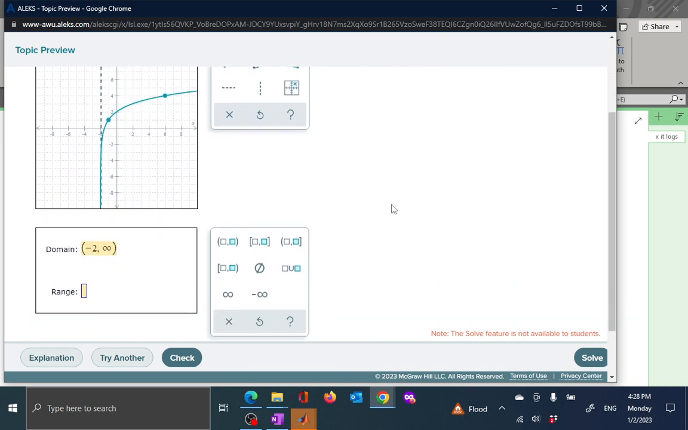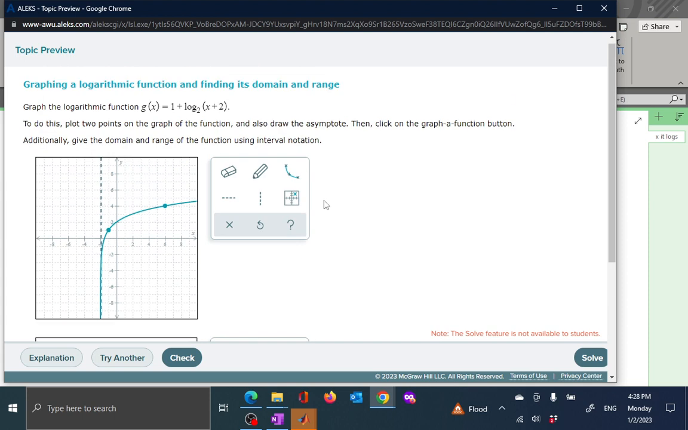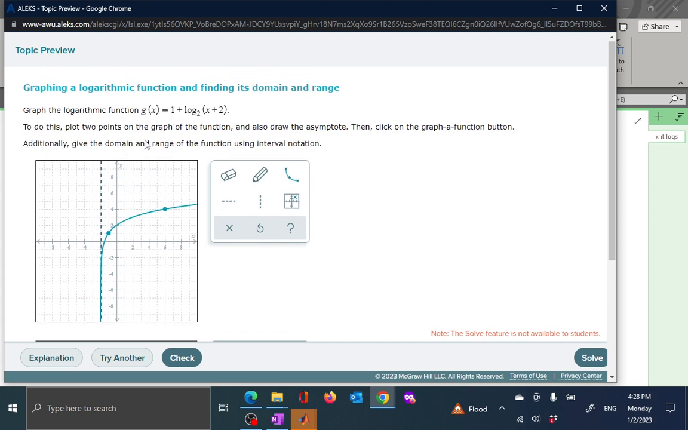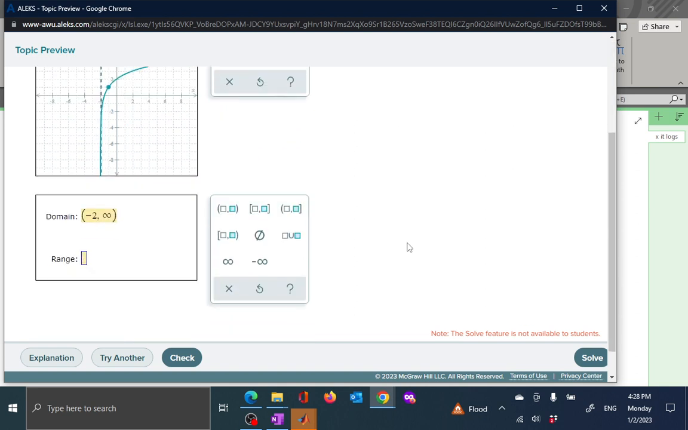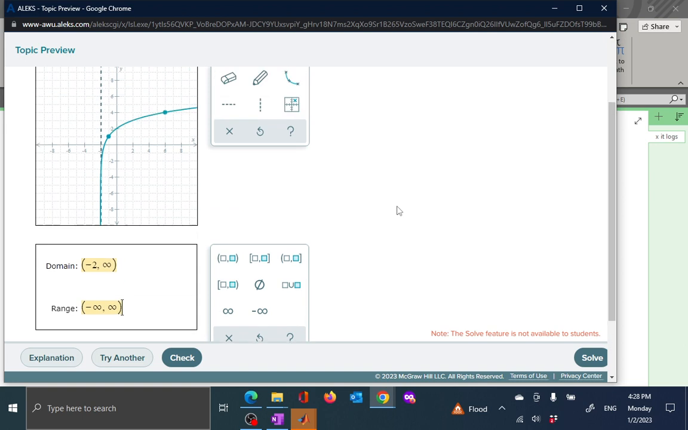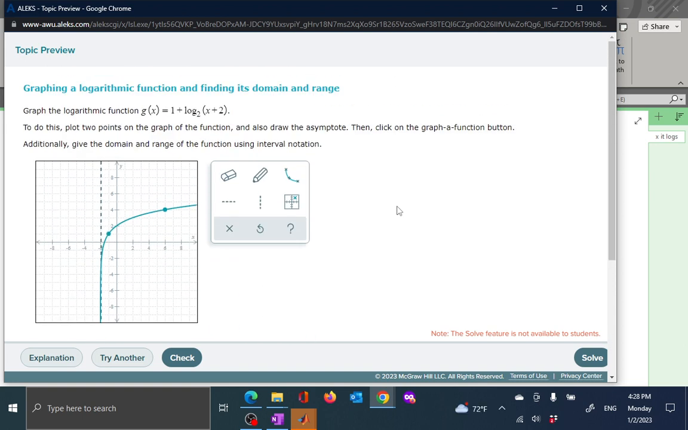The range, we said going up by 1 doesn't change the range of the logarithm. The range used to be from -infinity to infinity. This is the whole range. If you lift it, still from -infinity to infinity. So here I have from -infinity, comma, infinity, with the parentheses. So this was the graph of this.